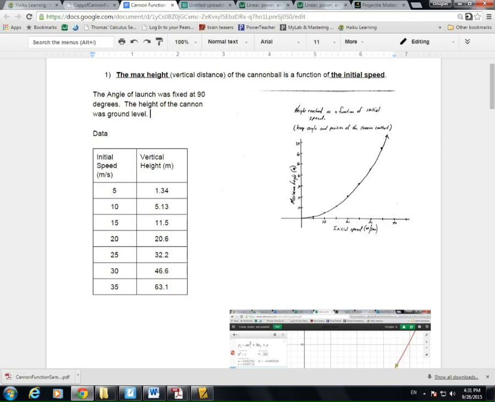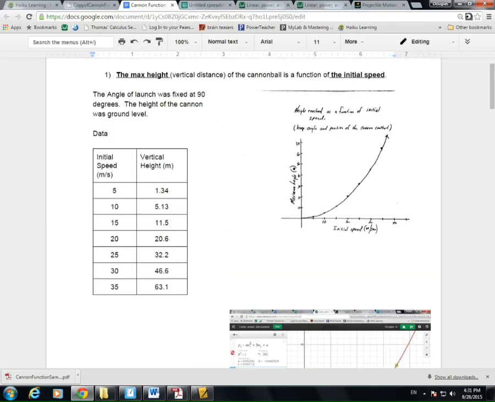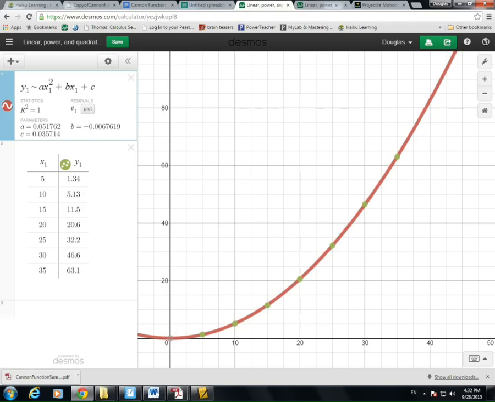Now we are able to utilize technology. With the technology, what I was able to do was take my data, and if you remember, I did the old right-click copy and went over to a spreadsheet and pasted it, and then you copy again. So you right-click copy, and we go to the Desmos link that I sent you guys.